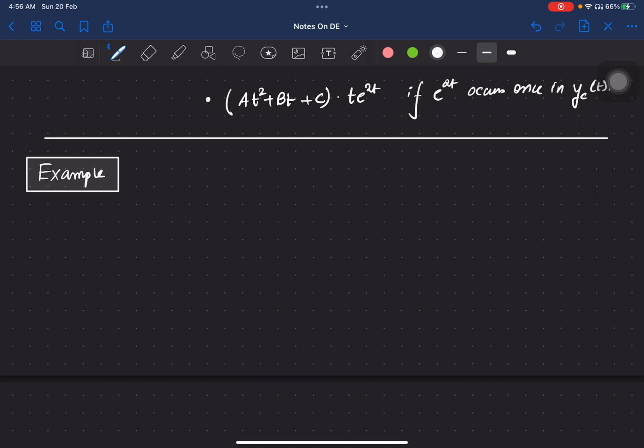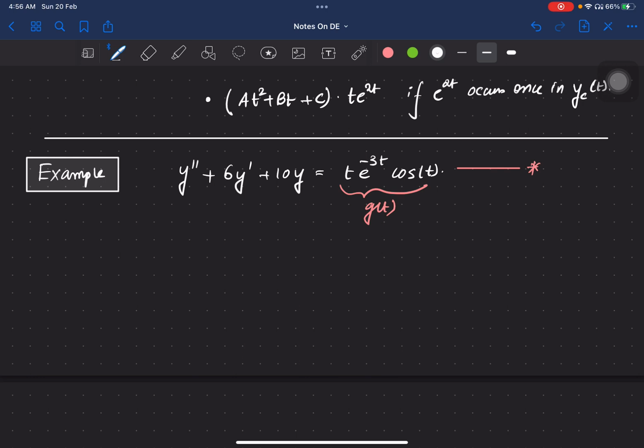So let us consider the following differential equation: y double prime plus 6y prime plus 10y equal to t e power minus 3t cos t. Okay. So this thing is our g of t. Suppose it is star. So you can see that it is a mixture of all the things we have.